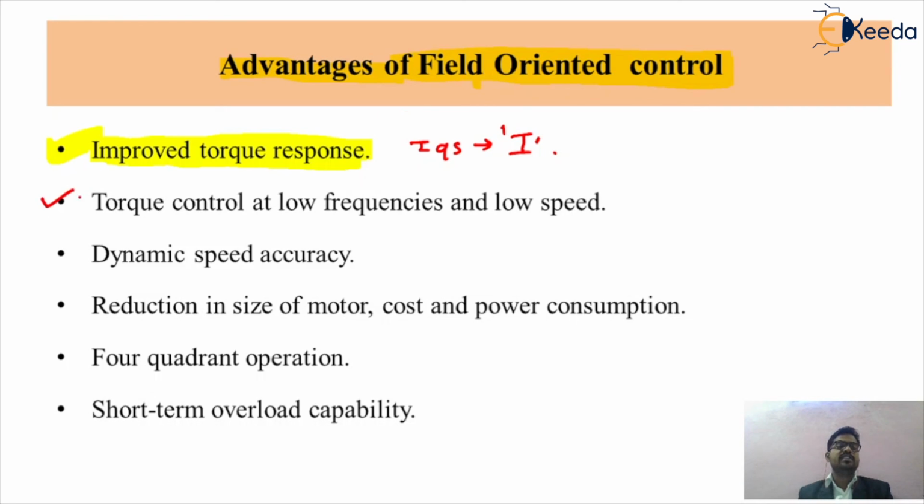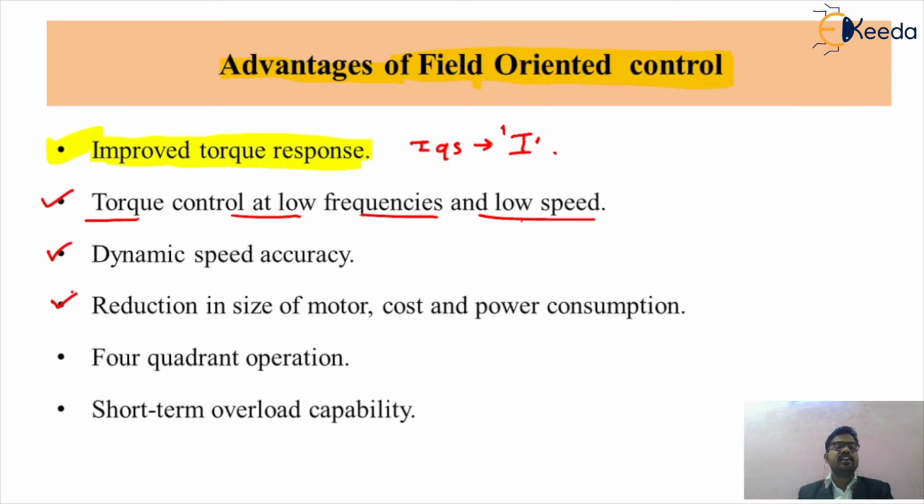Then the second is torque control at low frequency and low speeds, which is also possible by means of the field oriented control scheme. The next advantage is that it gives dynamic speed accuracy, because we are getting the value in terms of the direct field oriented control scheme and the indirect field oriented control scheme.